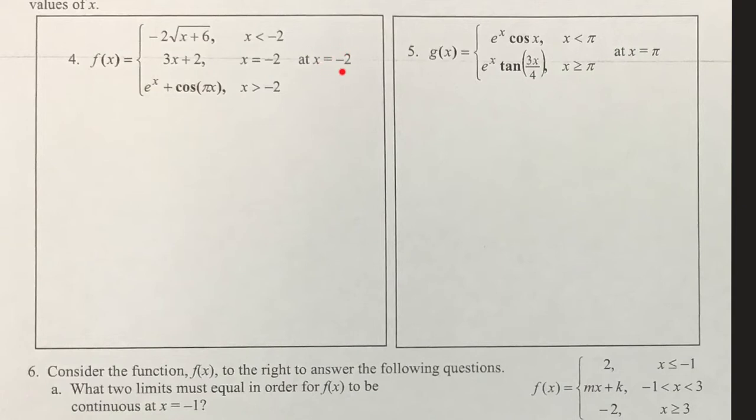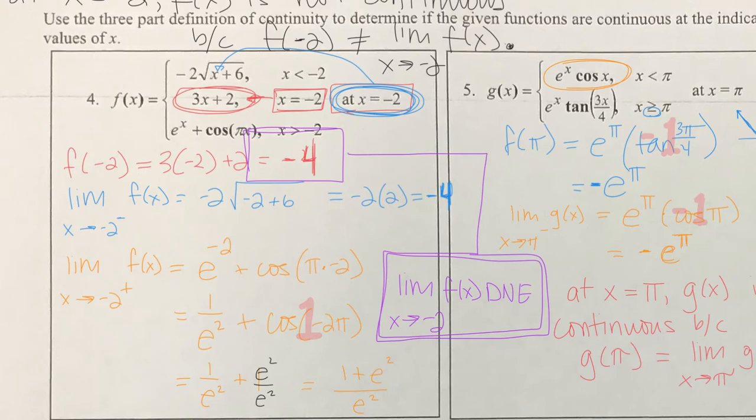Okay, so we check f of -2, the limit to the left, the limit to the right, and then we make our analysis. Okay, so we do all 3 of our things. We find the y value using the correct piecewise function. You find the limits using the correct piecewise function and see if they are the same. So in this first example, they are not the same, so it is not continuous. And in our second example, they do come out to be the same thing. So at pi, this function is in fact continuous because the y value at pi is the same as the limit at pi.